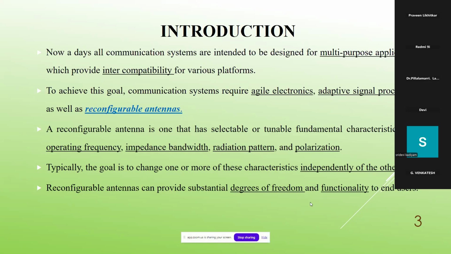Further, we can explain it this way. A reconfigurable antenna is one that has selectable or tunable fundamental characteristics. What are the fundamental characteristics? Operating frequency, impedance bandwidth, radiation pattern, and polarization are all fundamental characteristics of an antenna that can be varied. Typically, the goal is to change one or more of these characteristics independently of the others. This is very important. A reconfigurable antenna can provide substantial degrees of freedom and functionality to the end users. This is another important point.